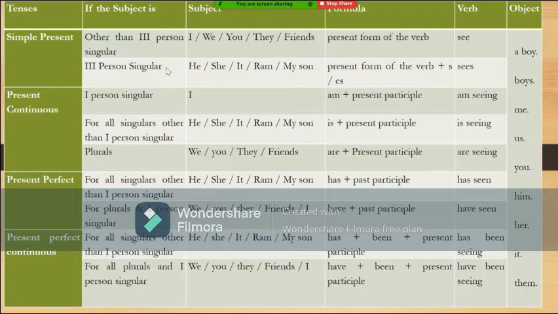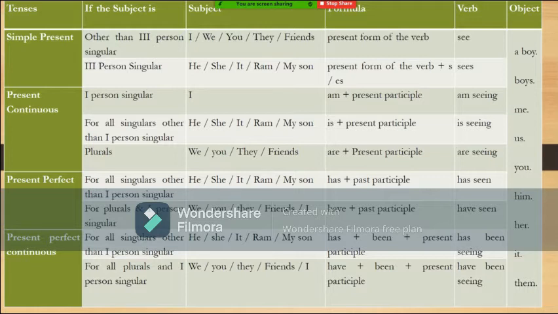For other than this, only the present form of the verb. In the present tense you have to use only the present form of the verb. If it is simple present tense, the verb must be in the present form. If the subject is third person singular, then you have to add s or es to the present form of the verb. That is the point. It is quite simple. In simple present tense, you have to use the present form. If the subject is third person singular, you have to add s or es.